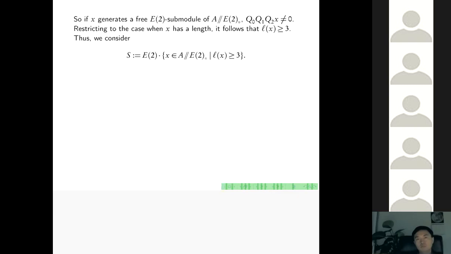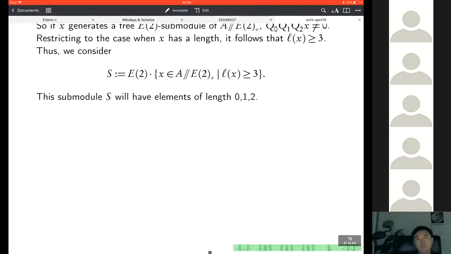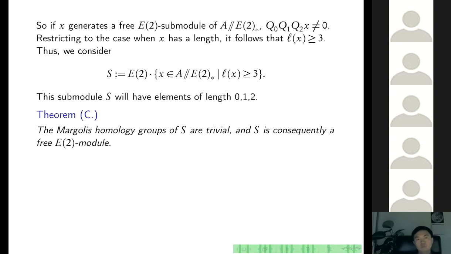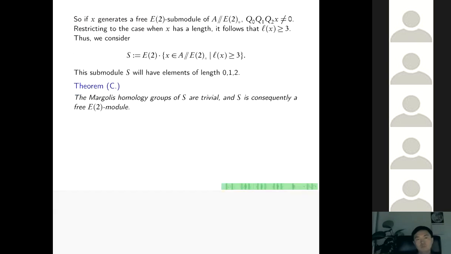Based on all of our observations thus far, it's certainly the case that S contains all of the free submodules of A mod mod E2 dual. But what is maybe not clear is that it doesn't capture any other stuff. What you would like to know is that it is actually a free submodule, and so it's only capturing torsion elements in Ext 0 arising from free submodules. That happens to be the case. One can prove that the Margolis homology of S is trivial, and therefore, by that theorem of Margolis, S is actually a free E2 module.